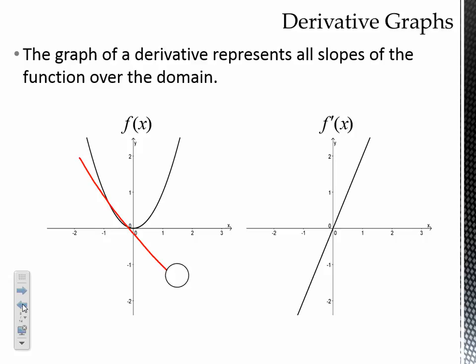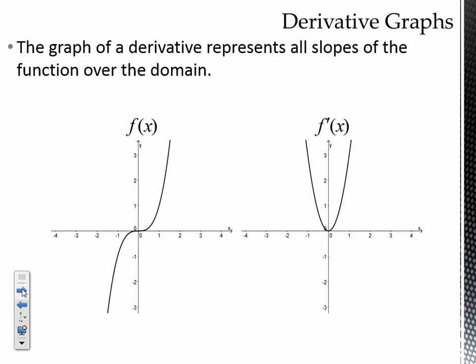No, because remember, right here we have negative slope, so we have to be negative on our derivative. Oh, so there's one derivative for sure. Yes, there's only one derivative. Good question though.